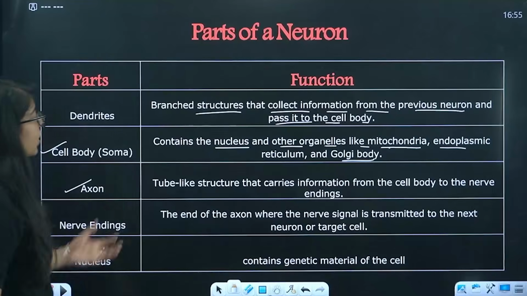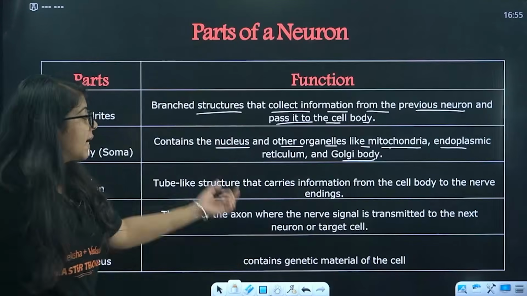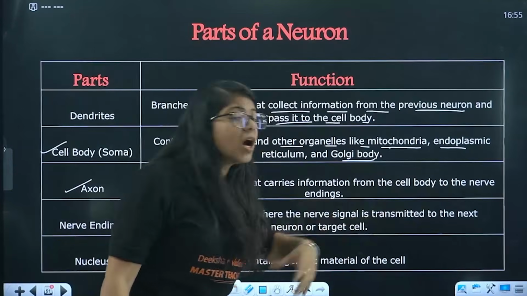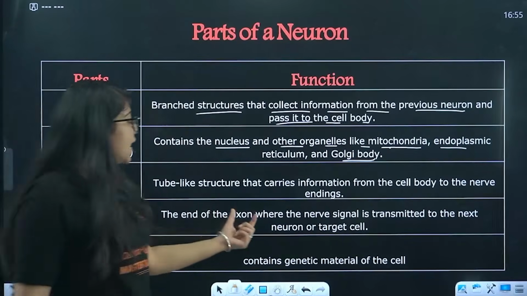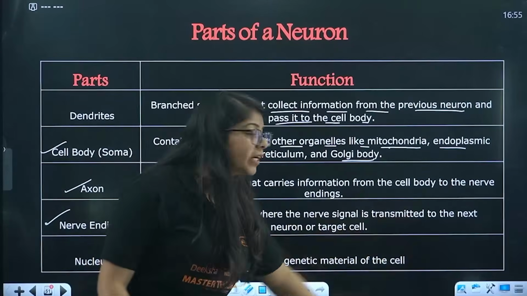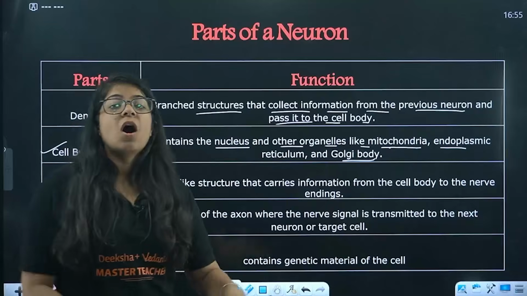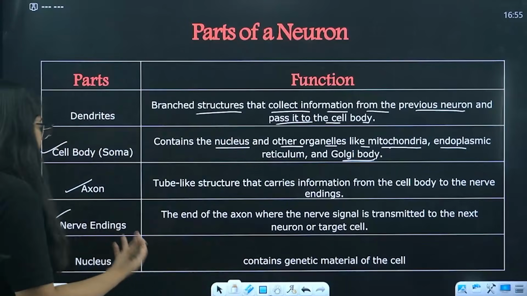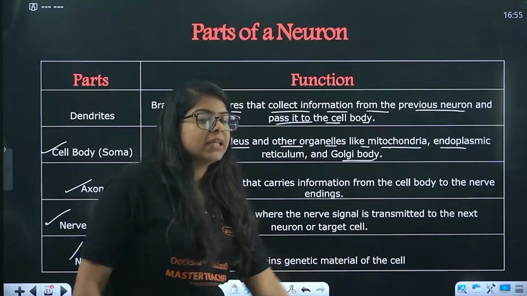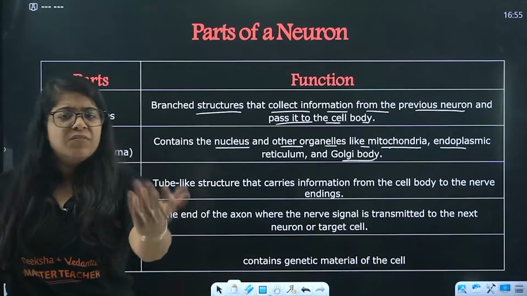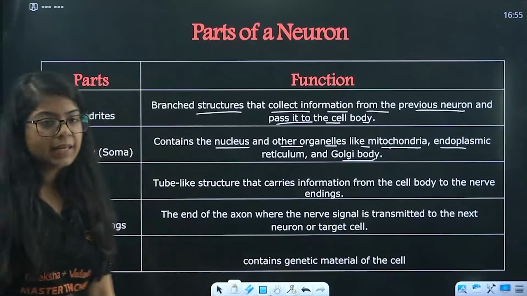Then we have the axon. It is a tube-like structure that carries information from the cell body to the nerve ending, right? Then we have nerve endings, the end of the axon, where the nerve signal is transmitted to the next neuron or next target cell, is called your nerve ending. Then we have, beta, the nucleus. This contains genetic material of the cell that we obviously studied in our last lecture.